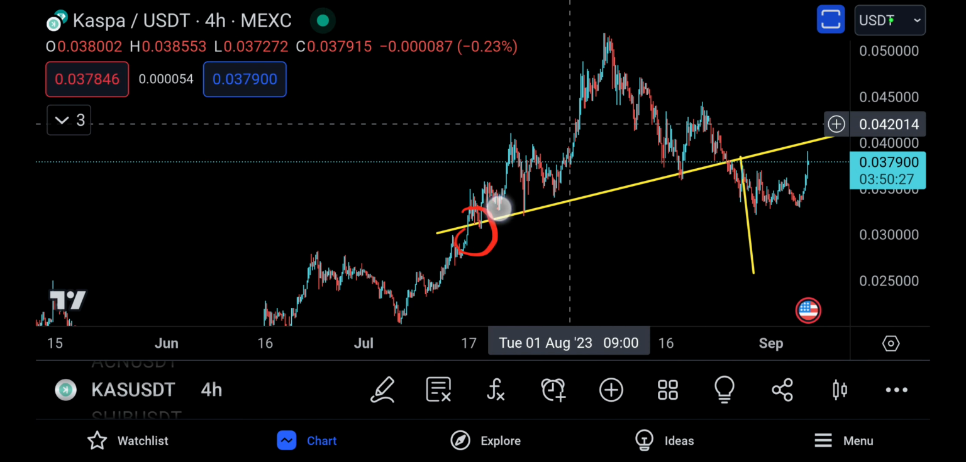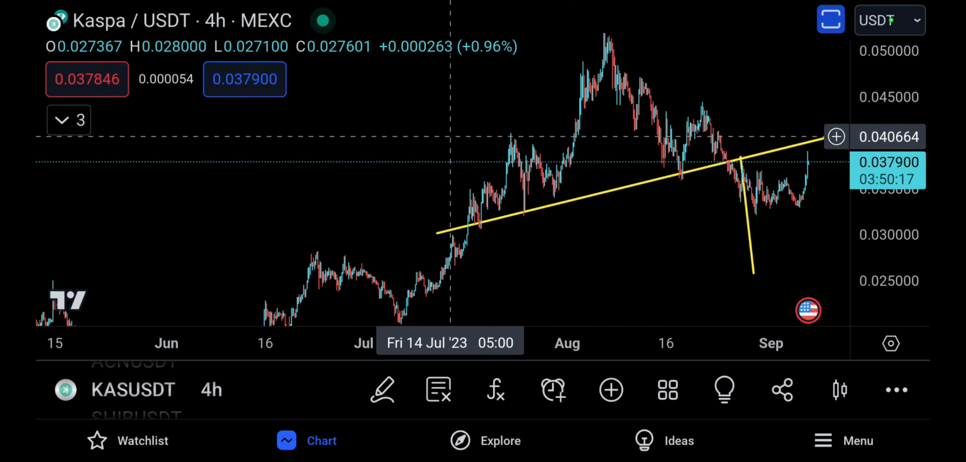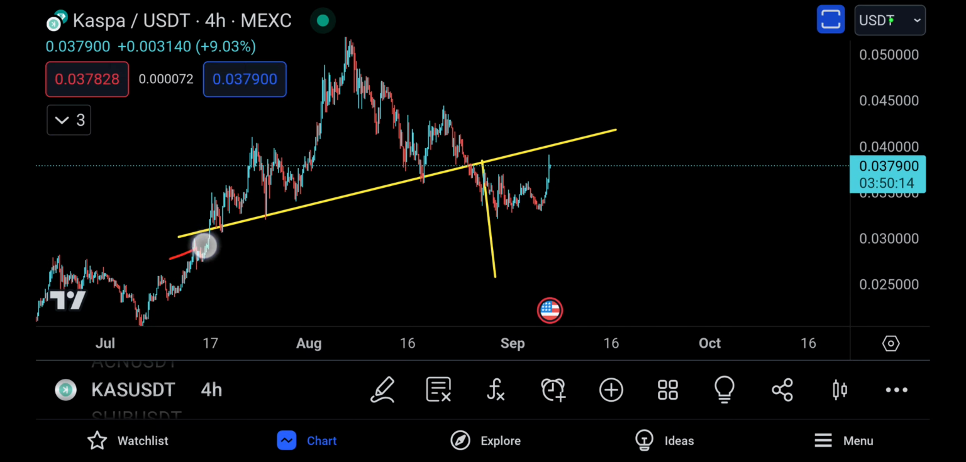This is your support. Loss of support, go back, this can turn into resistance. I'm not looking at the price. I'm not looking at 42 or 39 or 37. I'm just looking at very simple support and resistance.